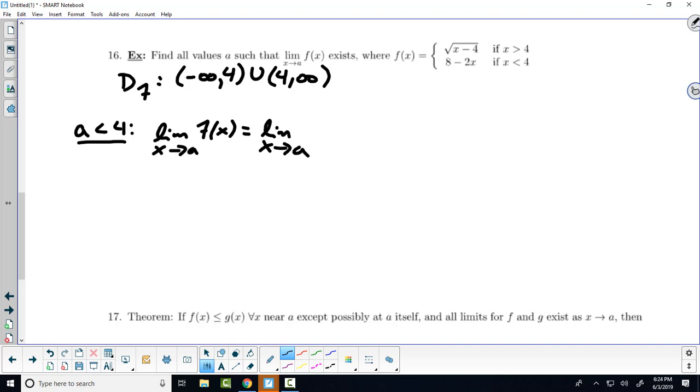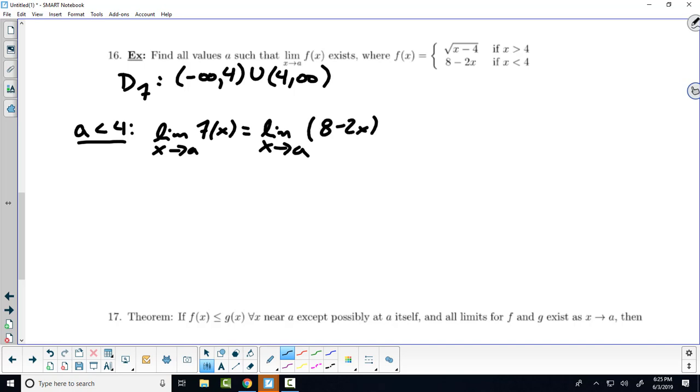Well, let's go ahead and replace f with one of its rules. Can we do that? Yeah, because what do we know about the a value? It's less than 4. So we know which one of these two rules we get to use, right? Which one? Yeah, the second one.